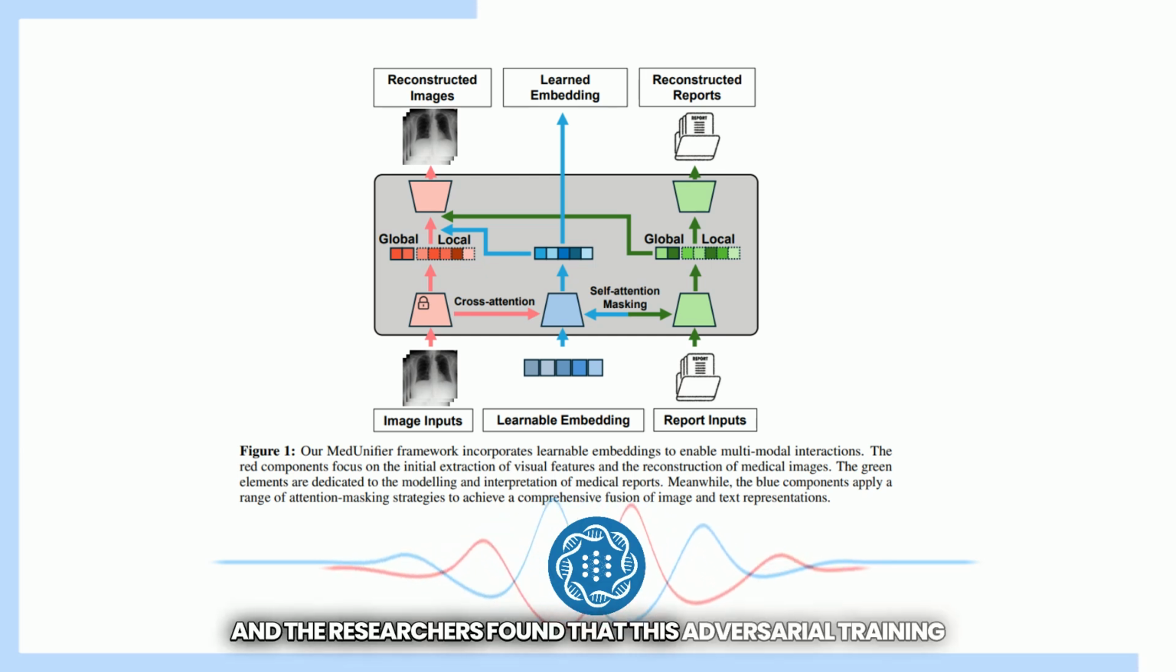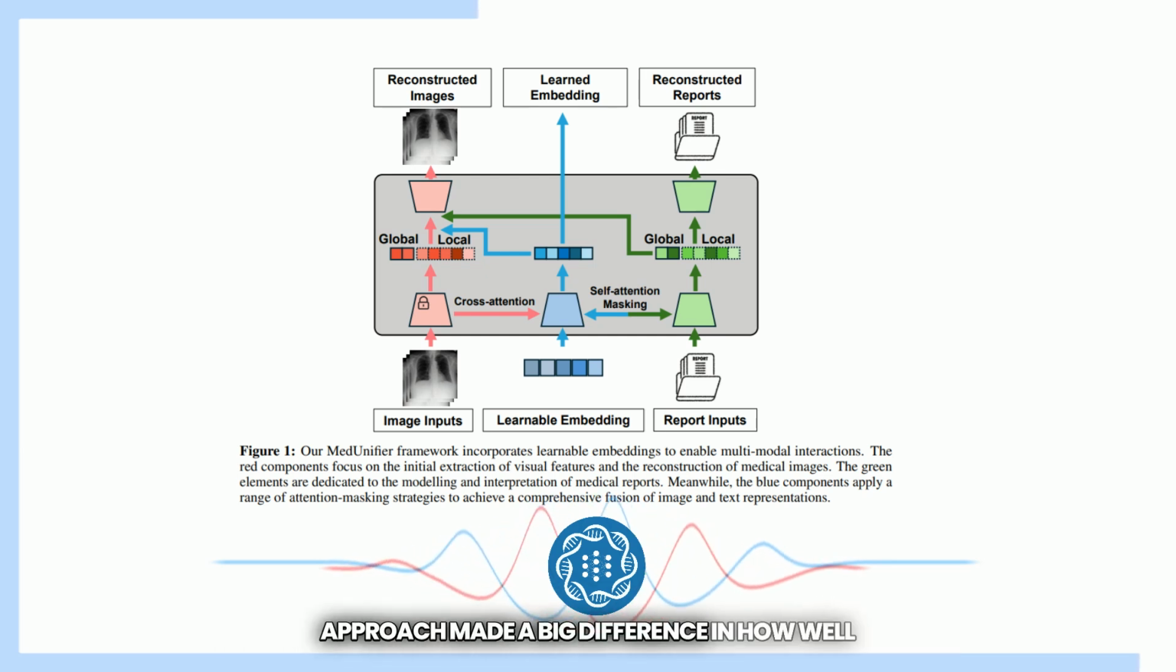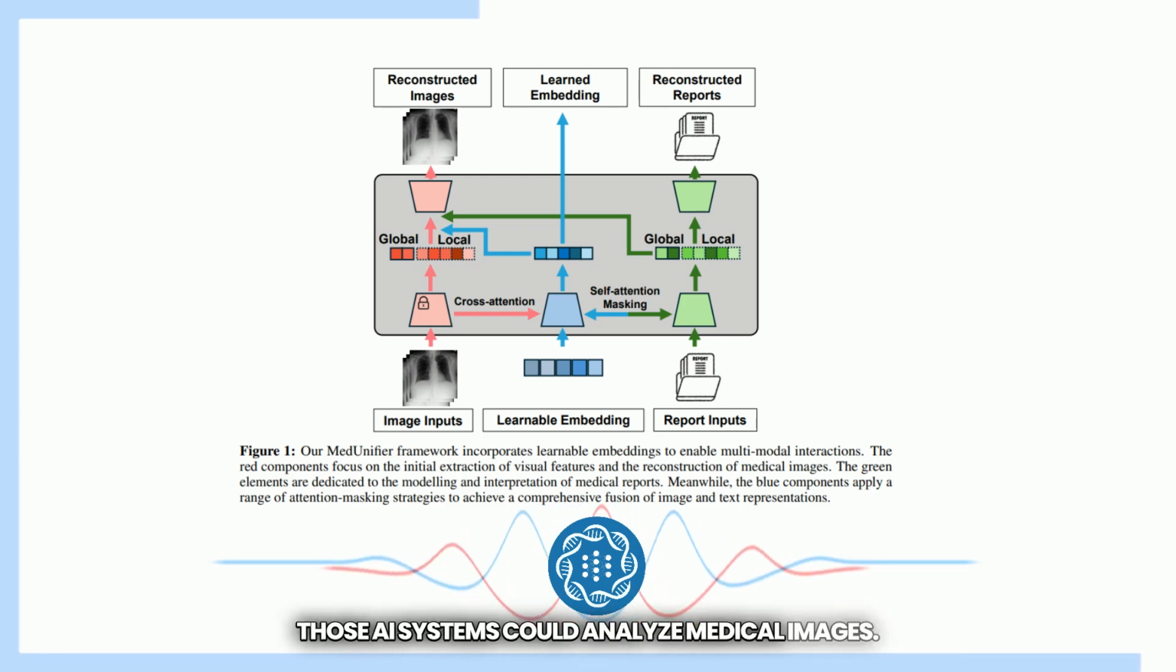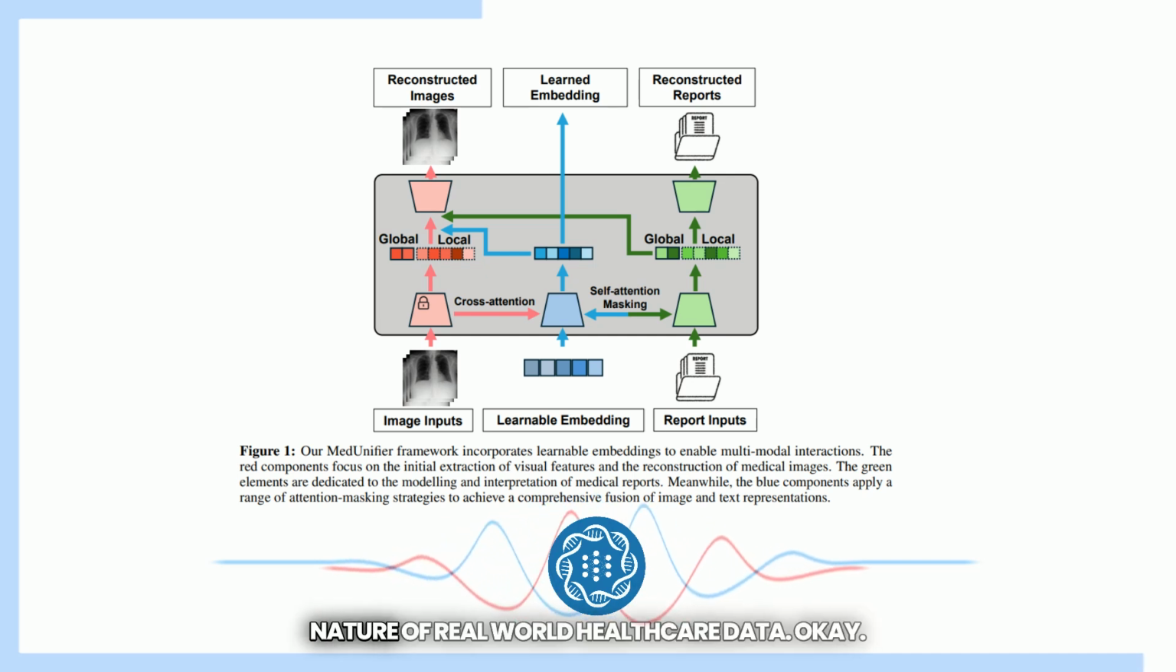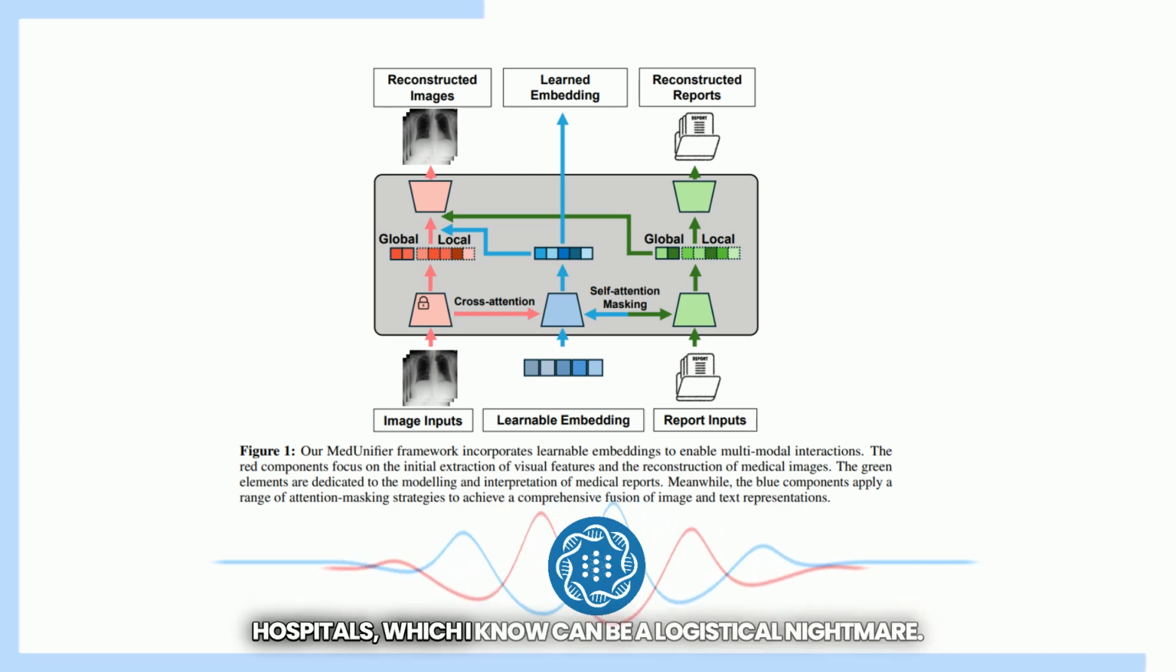And the researchers found that this adversarial training approach made a big difference in how well those AI systems could analyze medical images. It's a really promising way to build AI systems that can handle the unpredictable nature of real-world healthcare data.